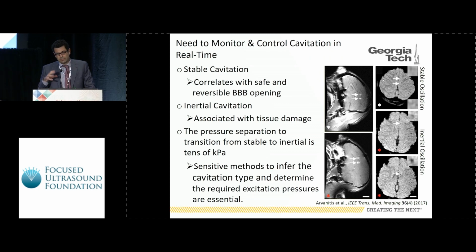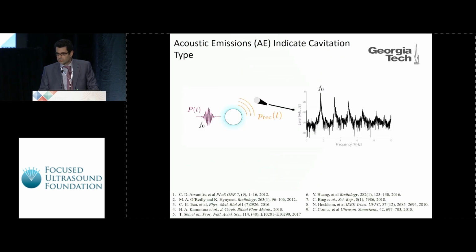So in this case, unfortunately, the pressure separation to move from stable to inertial cavitation is quite small, a few kilopascals. Therefore, there is a clear need for sensitive methods to infer the cavitation type and at the same time determine the required excitation pressures in the brain. So the most clinically relevant method to infer the cavitation type is using acoustic emissions.